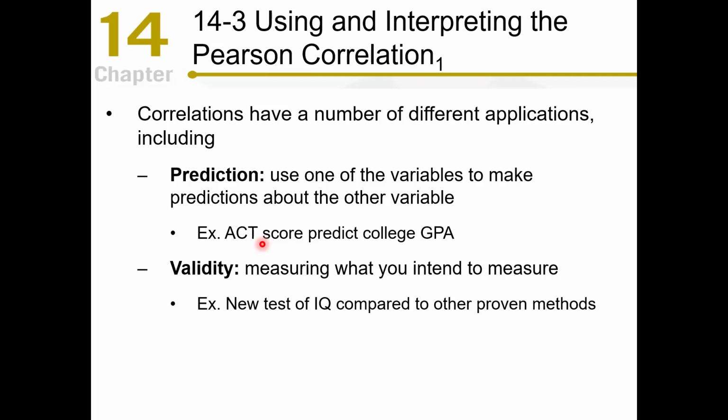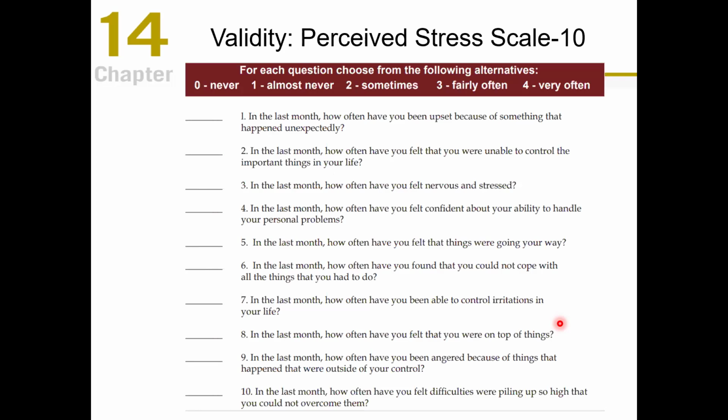So here's an example. It says a new test of IQ compared to other proven methods of testing IQ, right? So if the higher IQ scores are that you get from the proven methods, and then you have a new test of IQ, and they all are correlated to one another, then you know that you have a valid measure, meaning my test of IQ is highly correlated with the other tests and how other people score on those other tests.